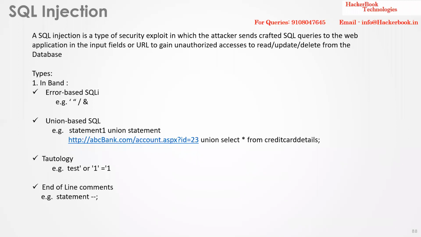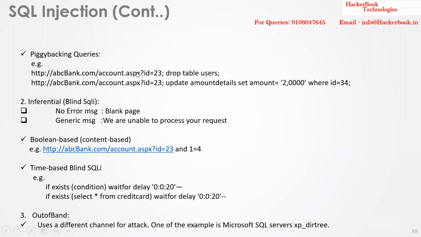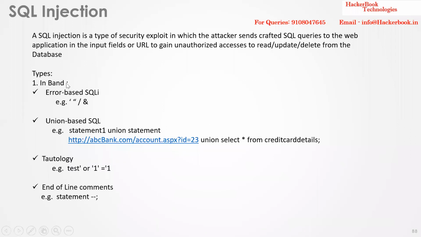Now, the next thing you have to do: there are different types of SQL injection vulnerabilities. In-band includes union-based, tautology, and end of line. And then piggybacking queries, and blind SQL injection vulnerabilities, which are boolean-based and time-based. Now the challenge is you need to give an example for each type. It is already there on the screen. Along with that, you need to tell me in the DVWA application where you have found this kind of vulnerability, the instance where you have found this.